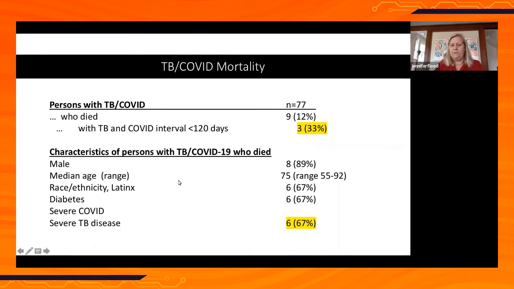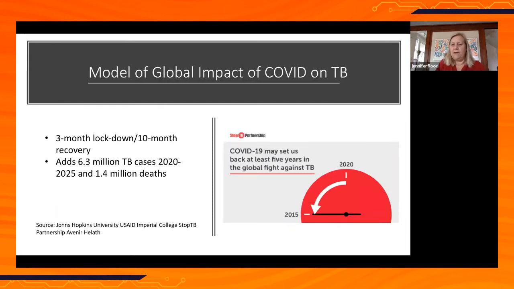Who were those persons with TB and COVID who died? What were their characteristics? Most were male. The median age, as expected, was older. In California, the disproportionately affected populations include those who are Latinx, those with diabetes, and then again, severe TB disease occurred in 2/3. So the nutshell here is that those who had TB and COVID, particularly those who had it close together, had a much higher mortality and much higher likelihood of having severe disease when we look at our California cohort.